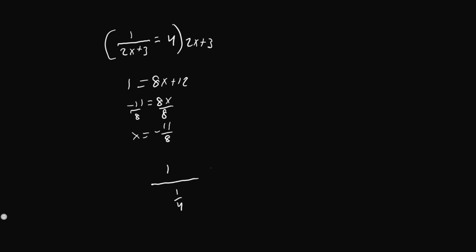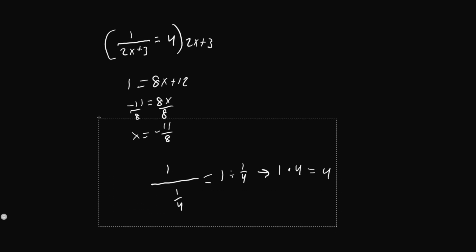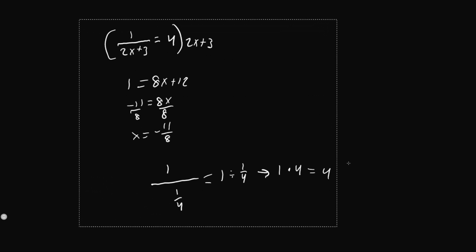We can see that we have 1 divided by 1/4, which is basically the same thing as 1 times 4, and we get that it does indeed equal 4. So that's how we can solve rational equations like that.